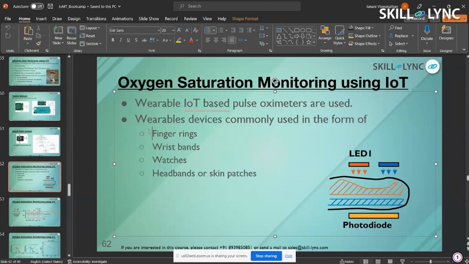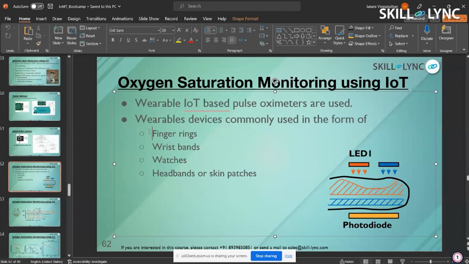So hemoglobin without oxygen, we call it deoxygenated hemoglobin. With oxygen, we call it oxyhemoglobin. So oxygen saturation in blood is called SpO2.